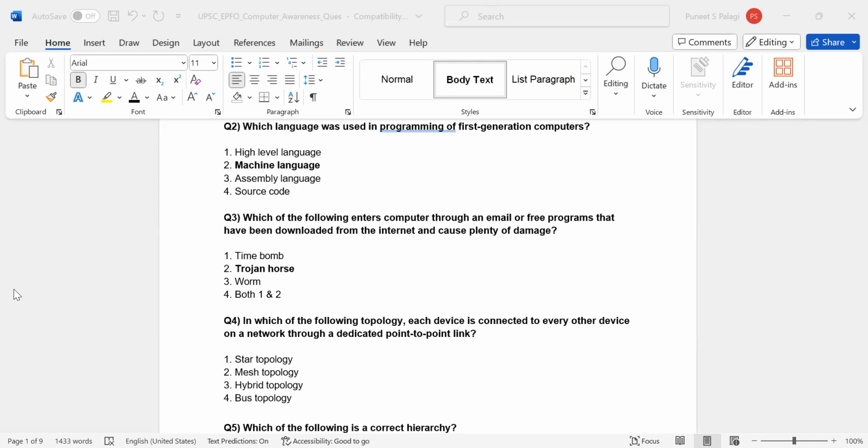So we have different topologies: star topology, mesh topology, hybrid topology, bus topology, right? But here, the question asks you, each device is connected to every other device on a network. So that is the keyword for this question. Each device should be connected to every other device, okay? So the right answer for this is the mesh topology.